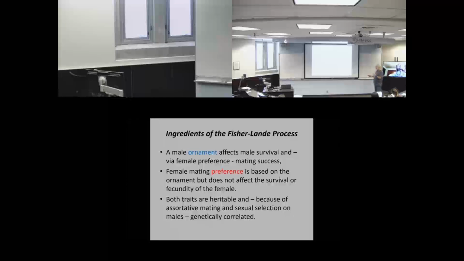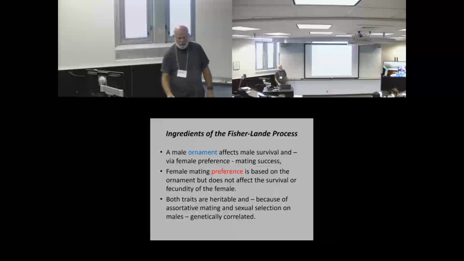We're calling that preference. There are various ways to model preference. I just showed you one quickly. We're imagining that both traits are heritable, and because of assortative mating and sexual selection on the males, they turn out to be genetically correlated. And we're not going to model that process. We're just going to assume that this genetic covariance is created by the process and maintained in some kind of selection-drift equilibrium, selection-drift-mutation equilibrium. Okay.